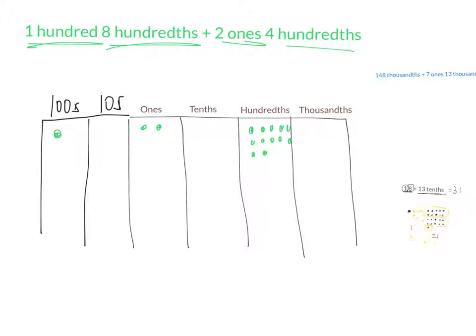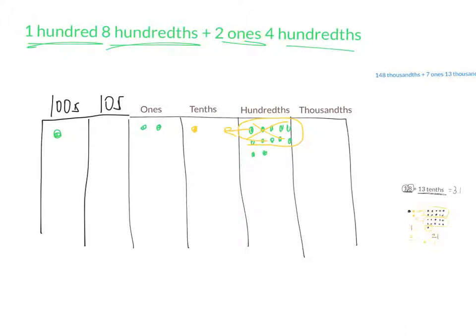Before we write standard form, we need to take a look. Is there anything that needs to be regrouped? Gia, tell me more. Yeah, because I have more than 10 hundredths, don't I? I have 12 hundredths. So I can take 10 of them, and these 10 hundredths become 1 what? 10th. Okay? So now we're ready to write it in standard form.